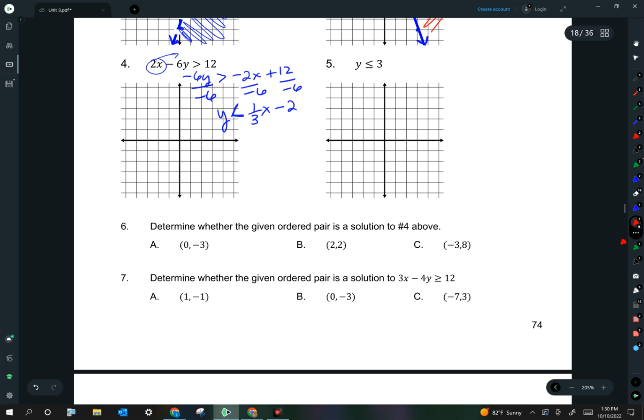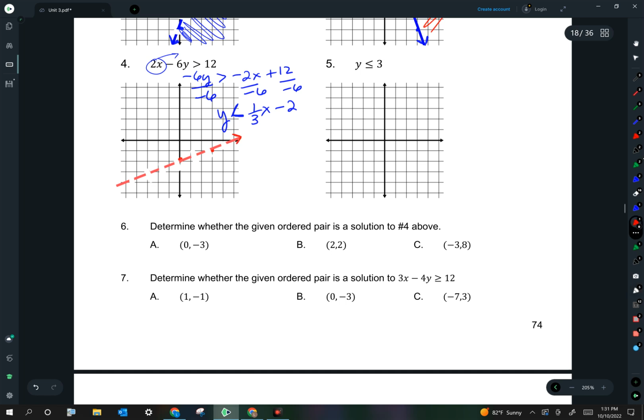So put on your y-intercept of negative 2. Put on your slope of 1/3, right? Slope of 1/3. So I draw my line. I've got my line drawn. All right, we have to decide, is it dashed or is it solid? Well, notice it's just a less than. There's no equal to. So it's a dashed line. So I've got my dashed line.